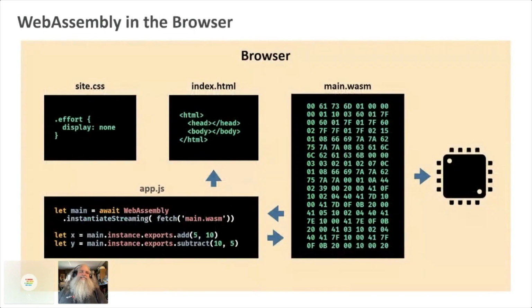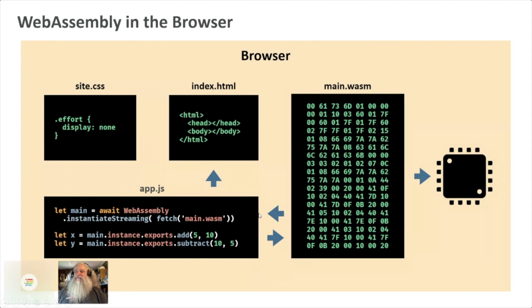In the browser, it becomes just another file that you download. So on the left here, we have our site.css, our index.html, and our app.js. These are sort of the classic trifecta of front-end web development. You get your wonderful site.css, really basic HTML, and an app.js. And then WebAssembly is just another file that the web browser can download. We've got some little code here that shows you how that works, but I've got better slides for that.